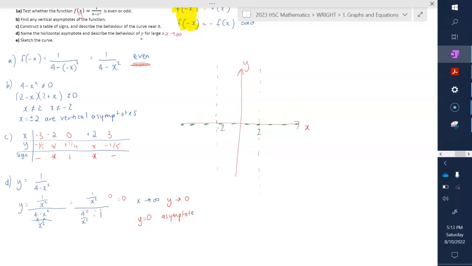Does anything cut our y-axis? That happened when x equals 0. Yes, we found that over here. So I might change the graph to another colour. It's going to cut our axis here at 1/4. We know that. Let's see if we know anything else. Let's have a look down here.